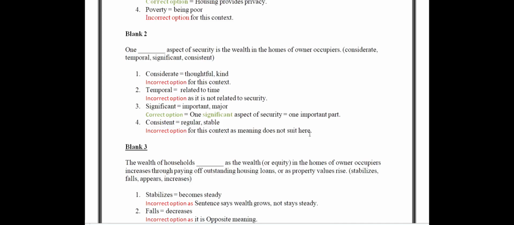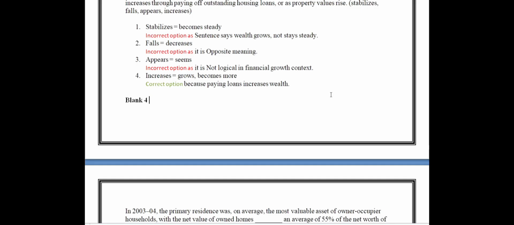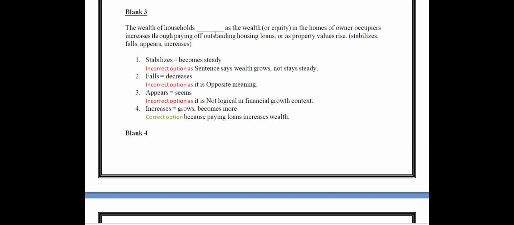Very fine. For the blank 2, the word is significant. One significant aspect of security is the wealth in the homes of owner occupiers. Going very well also. We have reread the sentence. Now blank 3. The wealth of households dash as the wealth or equity in the homes of owner occupiers increases through paying of outstanding housing loans or as property values rise. So what is the verb I have to take? Is it stabilizes, falls, appears, or increases?